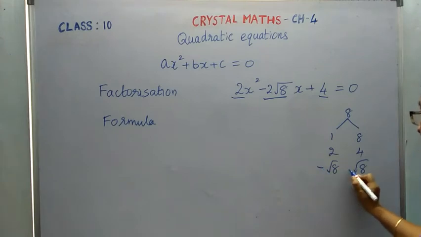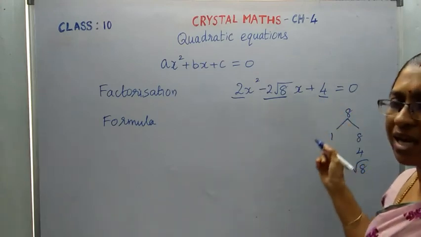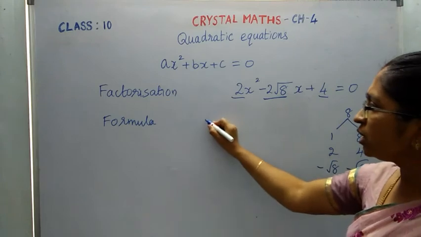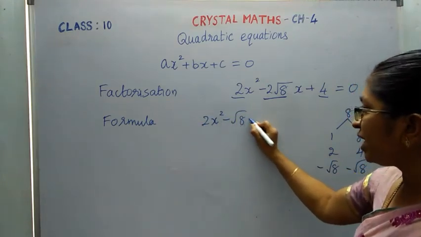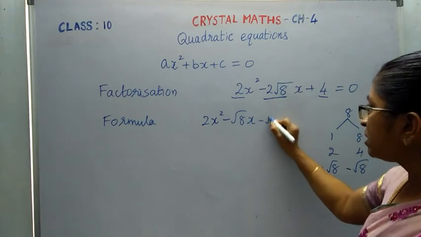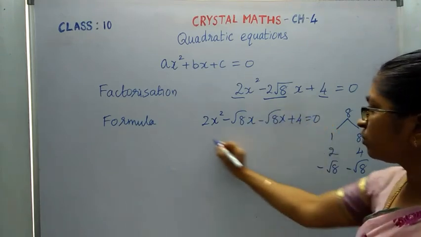So, minus and minus, if I add minus to minus, it will become plus. So, the addition will be minus 2 root 8. Based on that, I can split the middle term. That is 2x square minus root 8x minus root 8x plus 4 equal to 0.